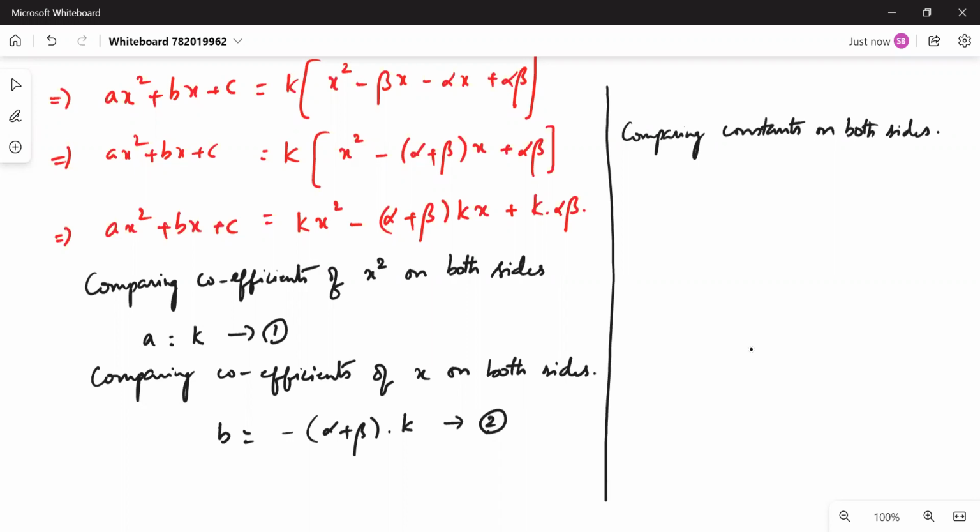What will I get, sir? C will be equal to K into alpha beta. That is nothing but observation number 3. From 1, K is equal to A. Do you agree?